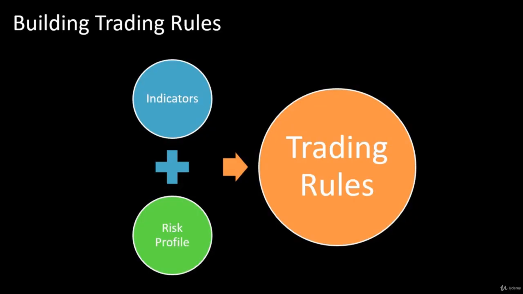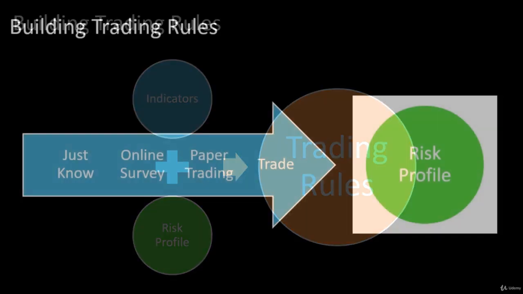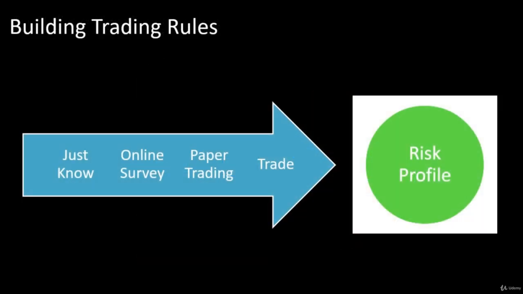But the big idea here is I'm looking at my indicators and they're not in a vacuum. I also have to understand myself as a trader and my own risk profile, as far as how I react when there are sometimes losses, for example. Now, when you're building these trading rules, sometimes you might say, well, I just know my risk profile. I know I'm a wild-eyed, crazy, I'll-take-any-risk trader, or I might know I'm a little bit more cautious type of trader.